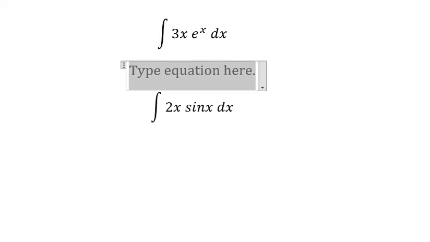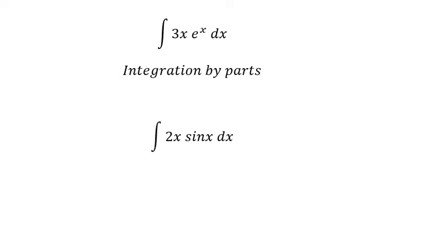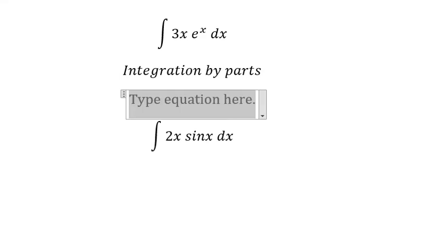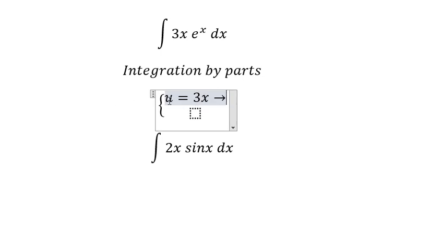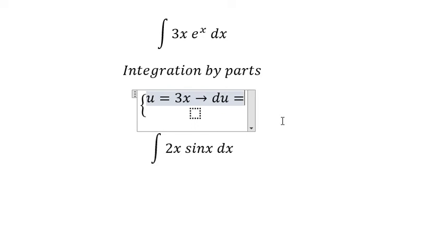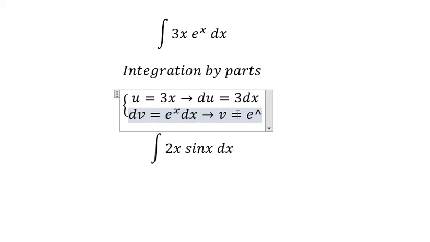We need to use integration by parts. So I need to put u equals to 3x. Later we do the first derivative for both sides, and you get du. The first derivative of x, you get number 1, so we have number 3 in here. dv, we have e to the power of s ds. The integration of this one, we have v equals to e to the power of s.